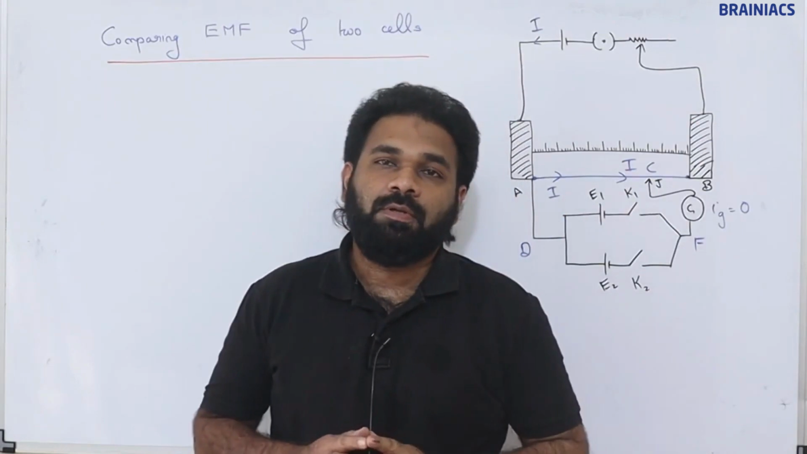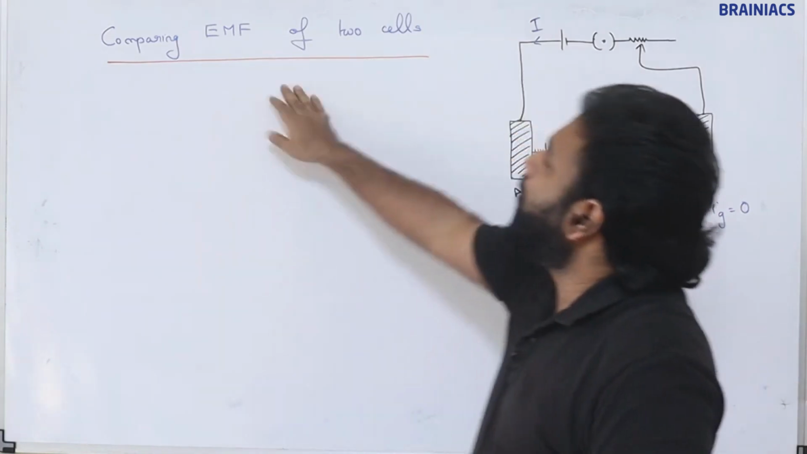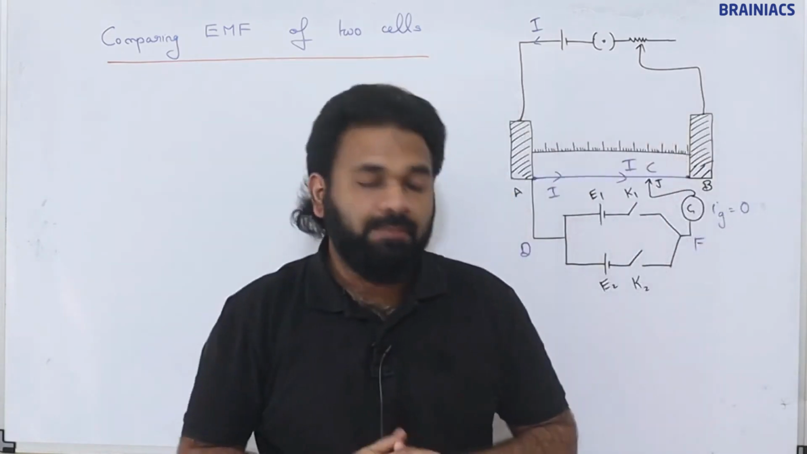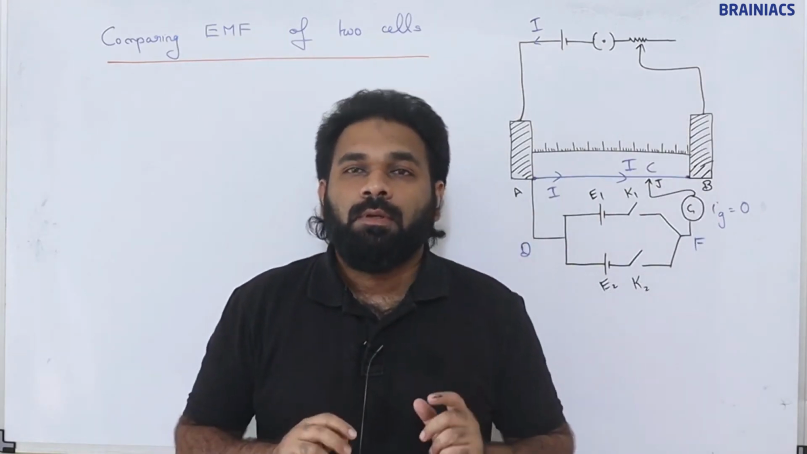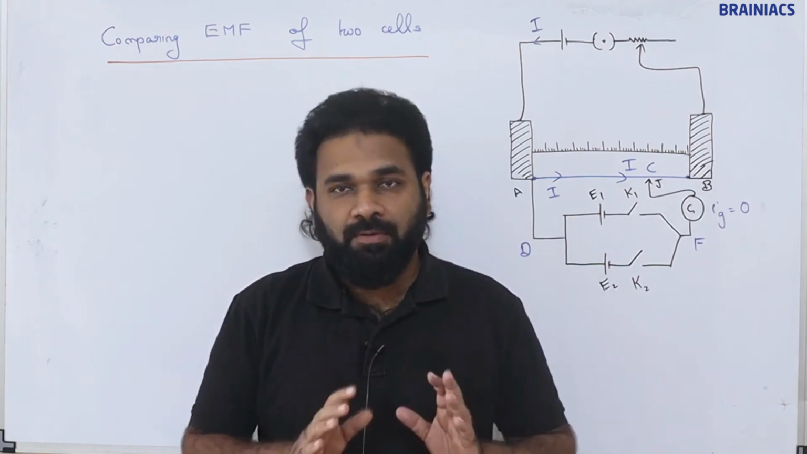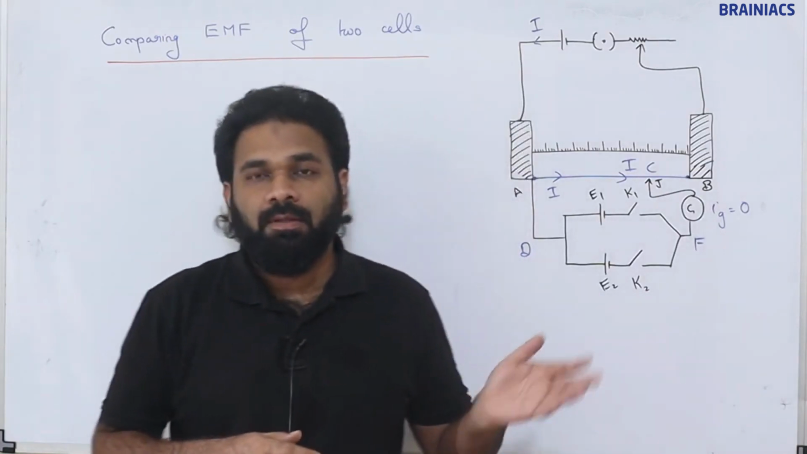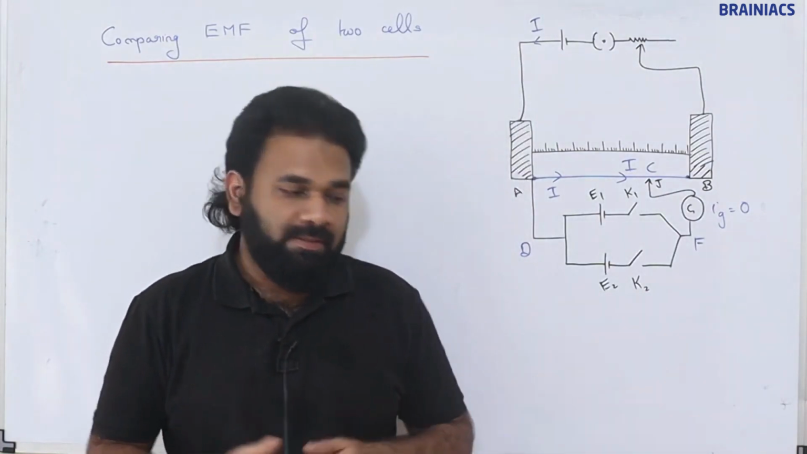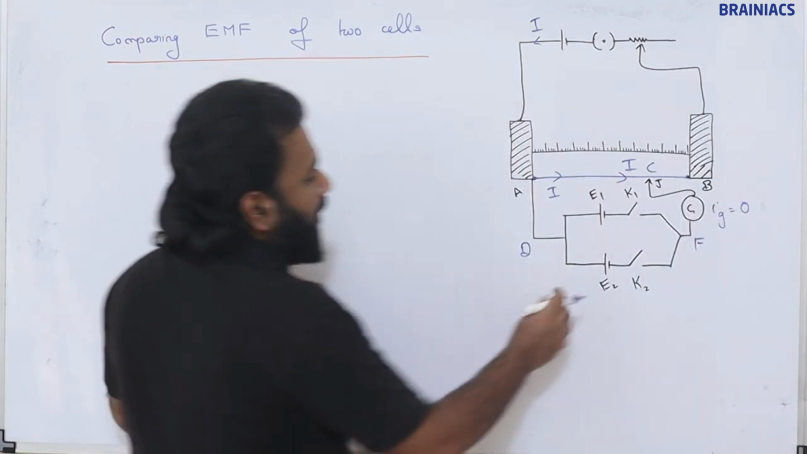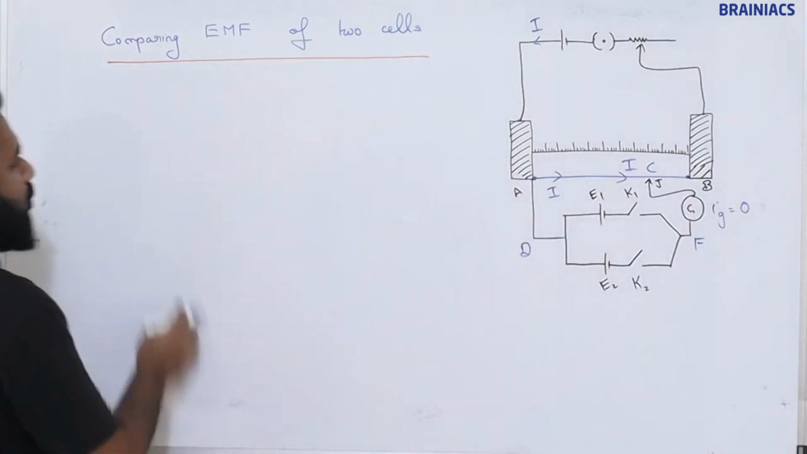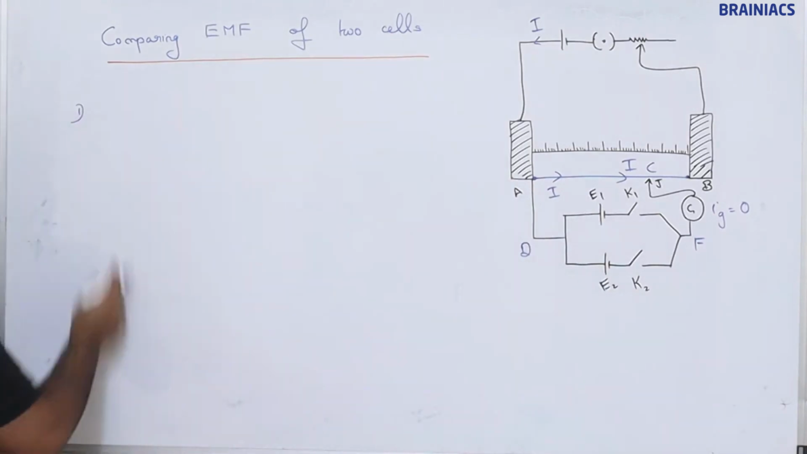Okay students, now the second application of potentiometer is comparing EMF of two cells. So is it nothing new? Already we know how to find the EMF of a cell using a potentiometer. Now if we get one more cell, then we will find the EMF of two cells. That's it, nothing else. So here two cells are given, E1, E2. So the first step is to find the EMF of cell E1.